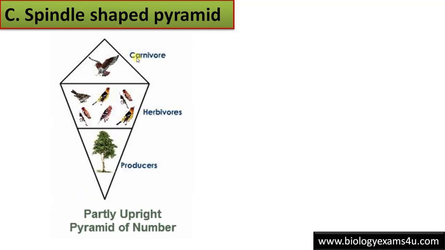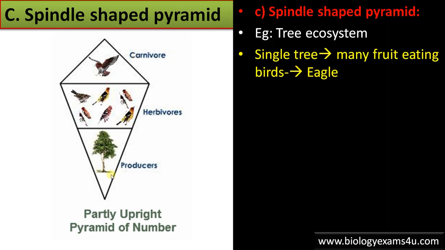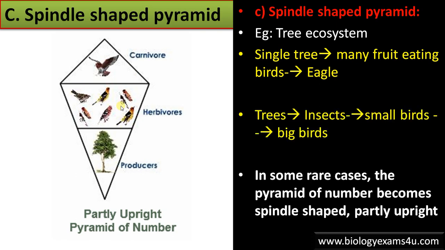Then the third type is the spindle-shaped pyramid. In a tree ecosystem, there is a single tree, there are many fruit-eating birds, and an eagle actually preying upon these fruit-eating birds. The number of eagles will be very less. In that case, the pyramid of number becomes spindle-shaped. It is partly upright, forming a spindle-shaped pyramid.